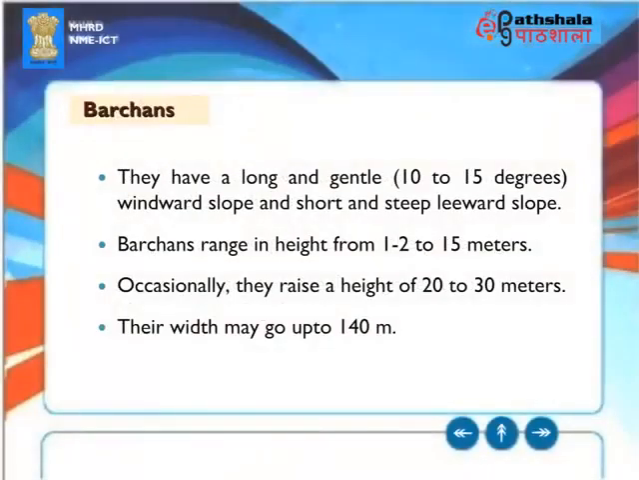They have a long and gentle windward slope, 10 to 15 degrees, and a short and steep leeward slope. Barchans range in height from 1 to 15 meters. Occasionally, they reach a height of 20 to 30 meters. Their width may go up to 140 meters.